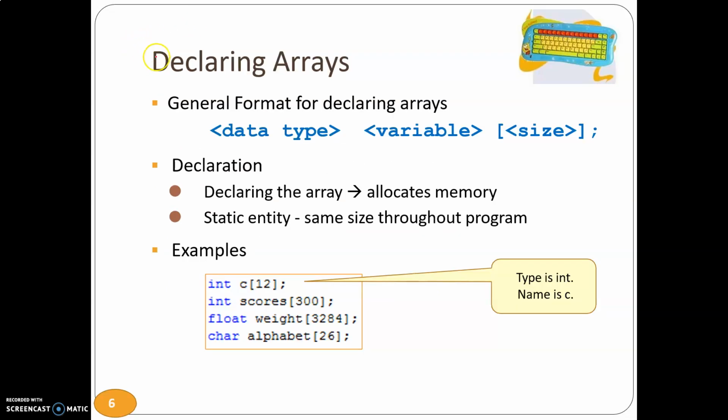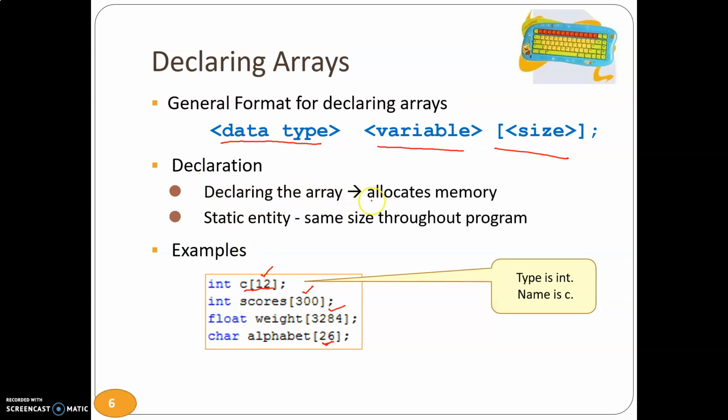Let us see the general syntax of arrays. First we need to give a data type followed by the variable name and the size of the array. Let us see some examples. C[12], where we are going to store Celsius values of around 12 entries, scores of around 300 users, weights, and alphabets, where we can store around 26 alphabets. This will be the size.